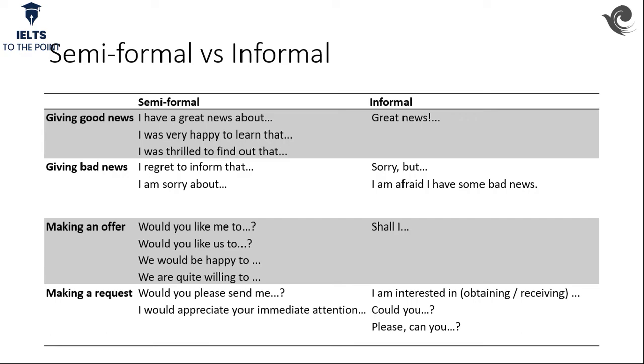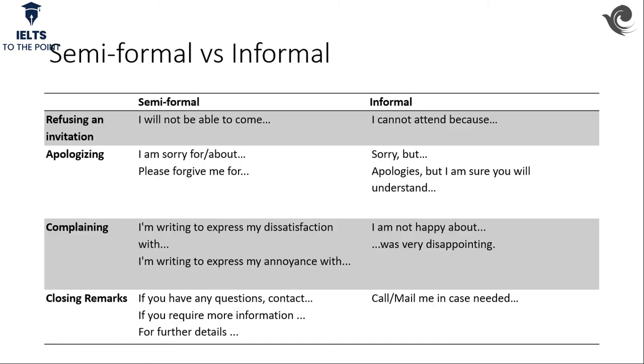All right. As far as refusing an invitation is concerned, you can be a bit impolite. I mean, a bit impolite, but you can be very impolite over here, not an issue. As far as semi-formal is concerned, you can say I will not be able to come. You can simply say I cannot come. Apologizing, when it comes to that, you have to write completely I'm sorry about, or please forgive me for. You can simply say sorry, but, or apologies, but I am sure you will understand.